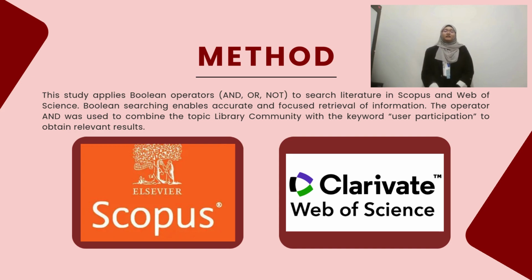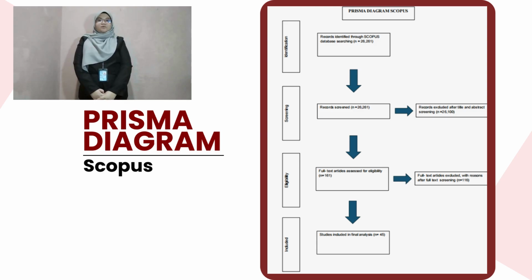We have chosen the AND operator to help us search the relevant information, combining the topic that Madam has given us, which is library community, along with the keyword that we have chosen to go along with it, which is user participation. Next, I will explain about the PRISMA diagram for Scopus.